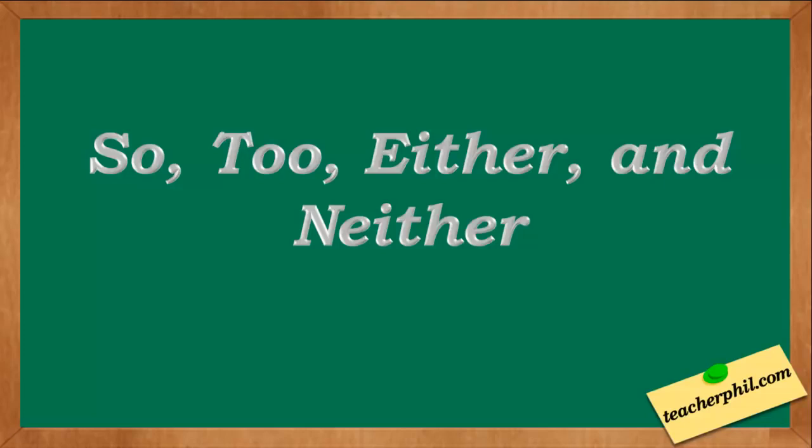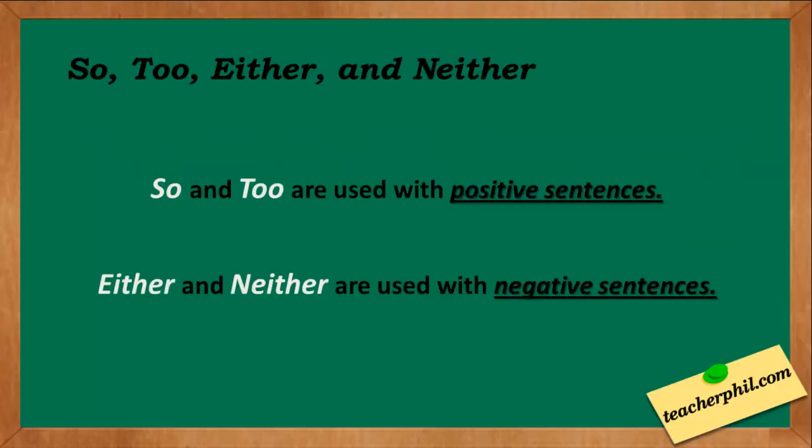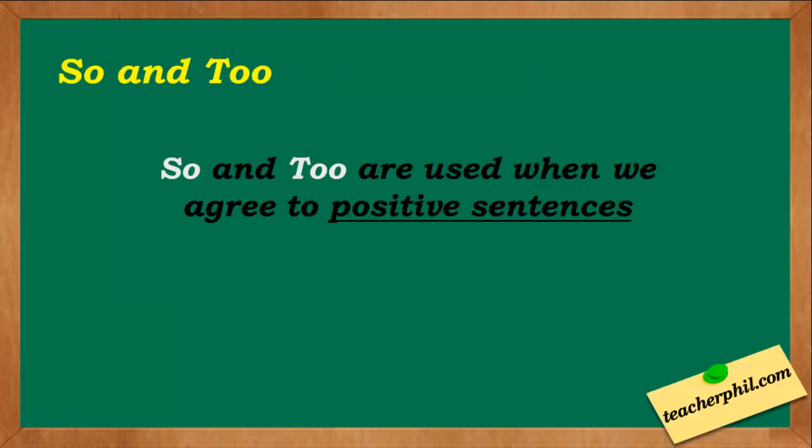So, too, either, and neither. The major difference between the use of so and too, and either and neither, is that so and too are used with positive sentences, while either and neither are used with negative sentences. Let's start with so and too.